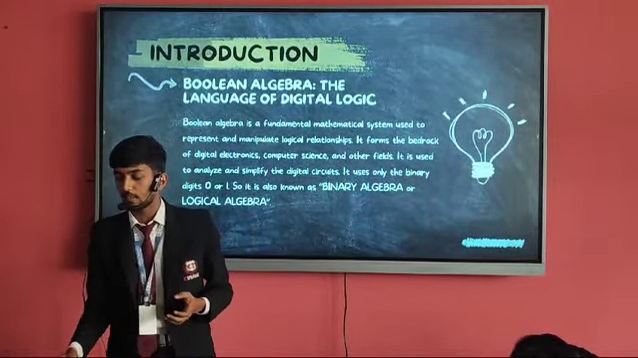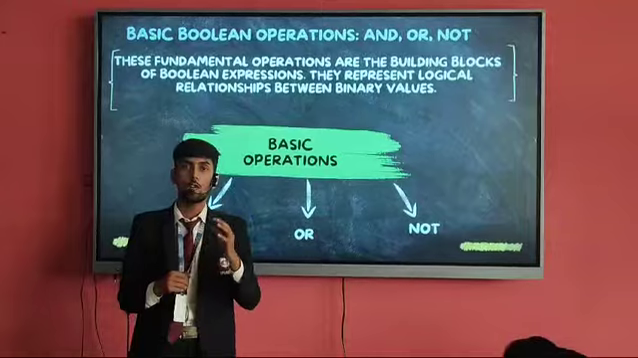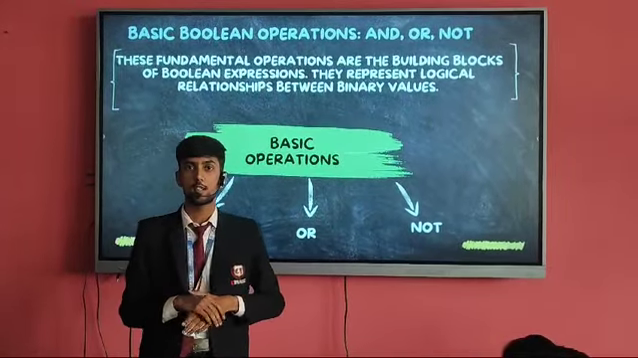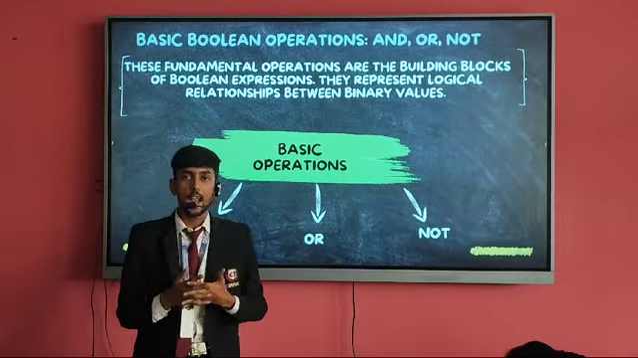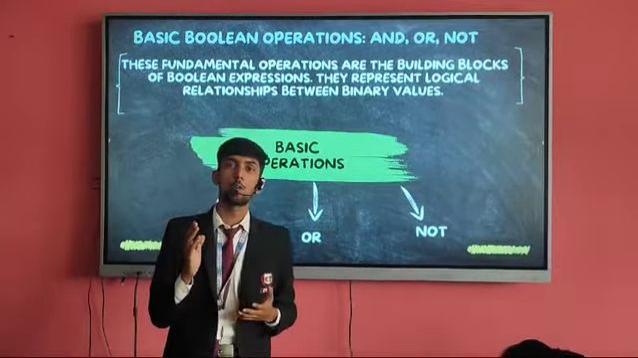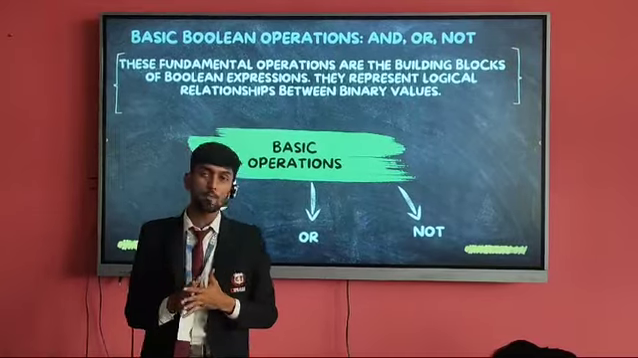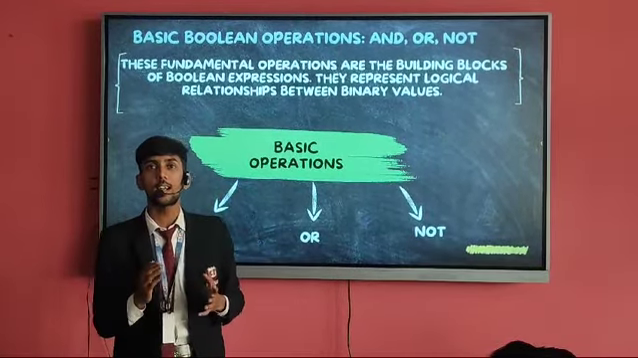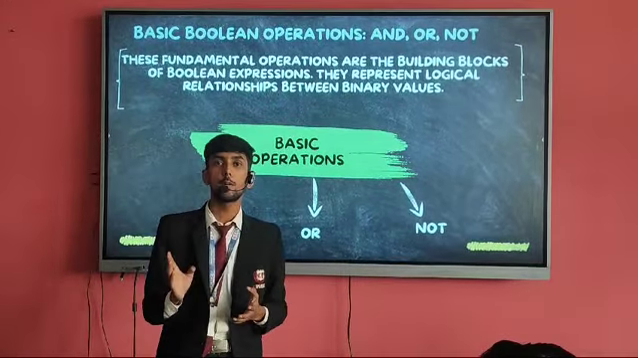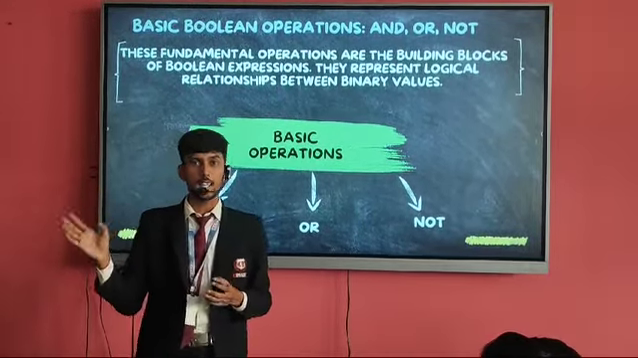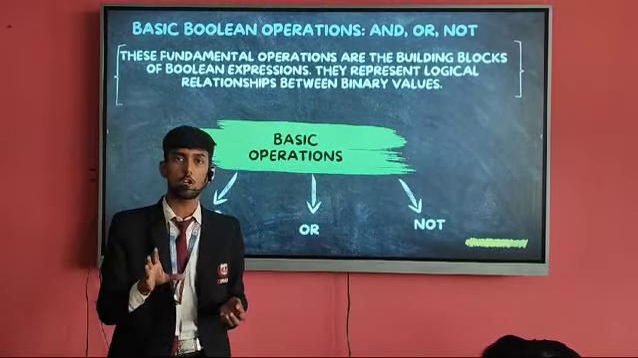Coming to our next slide, which is basically what are the basic Boolean operations. So basic Boolean operations are AND, OR, and NOT. In AND, we are having 2 or more than 2 inputs, but its output will only be high if all the inputs are high. In the OR gate, we will also be having 2 inputs or more than 2 inputs, but its output will be high if only one input is high, then output can also be high.